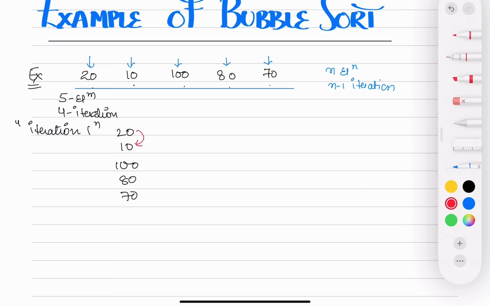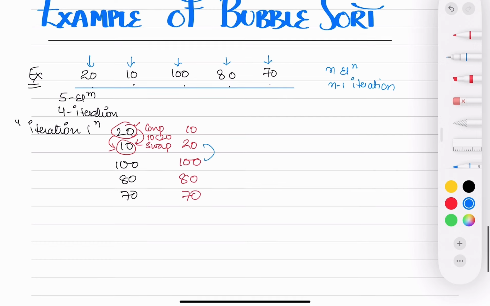If you see 20 and 10, you will compare and find that 10 is less than 20, so it needs to be swapped. Why swap? Because in a sorted array, 10 should come before 20. The right position of 10 is before 20. That is why we do a swap. Whenever you find an element less than the element you are comparing with, please swap it. So 10 should come here, 20 should come here, then 100, 80, and 70.